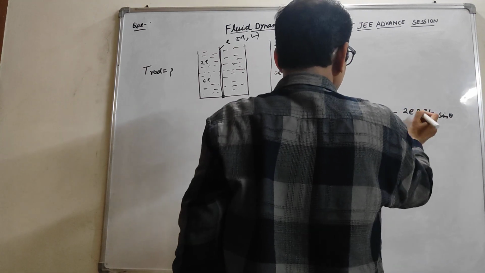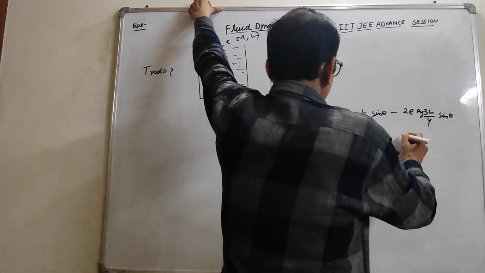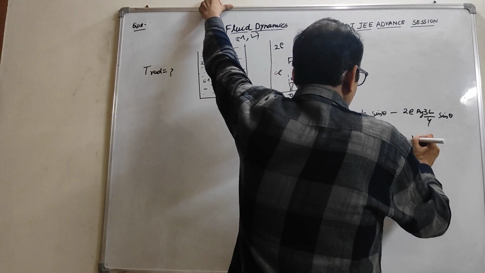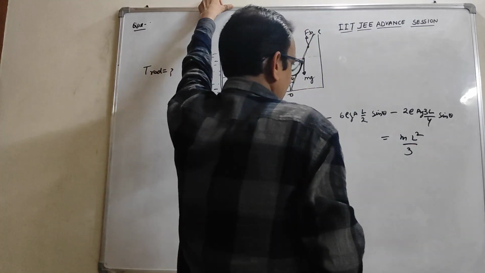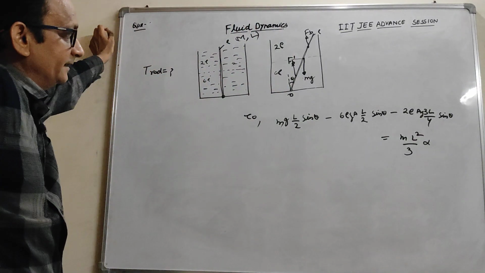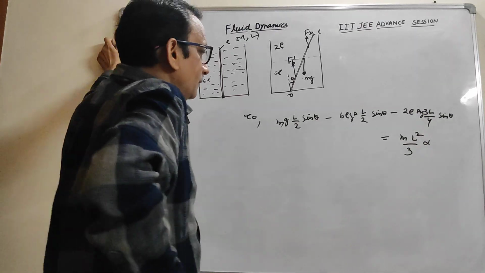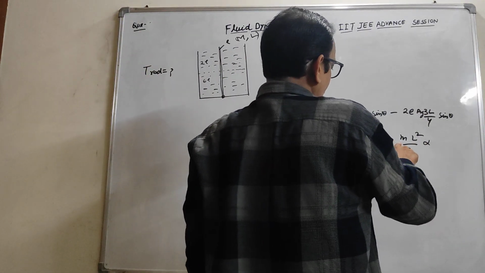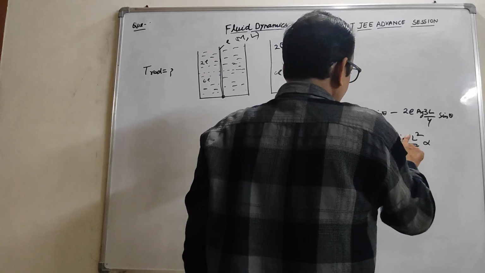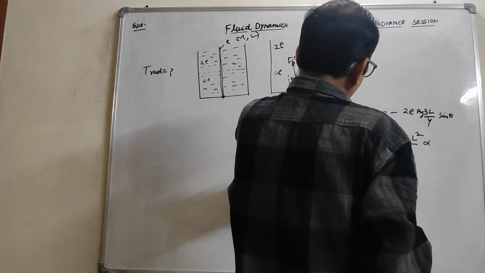and the moment of inertia about G is equal to ml square by 3, ml square by 3 into alpha. The value of m: A is the area of the rod, L is the length, rho is the density of the rod. The density of the rod is given, so this will be rho AL.